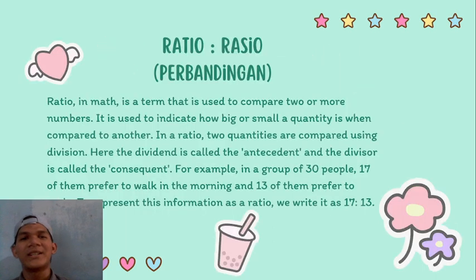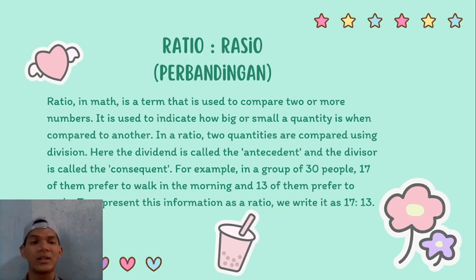The first vocabulary is ratio. Ratio in math is a term that is used to compare two or more numbers. It is used to indicate how big or small a quantity is when compared to another. In a ratio, two quantities are compared using division. Here the dividend is called the antecedent and the divisor is called the consequent.